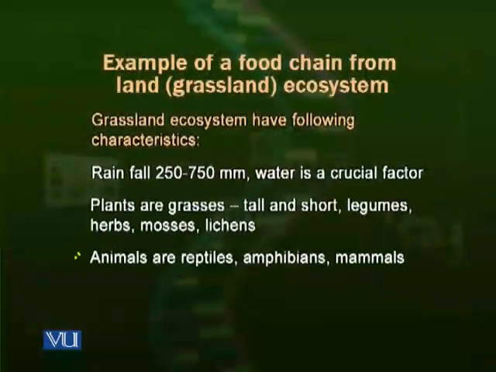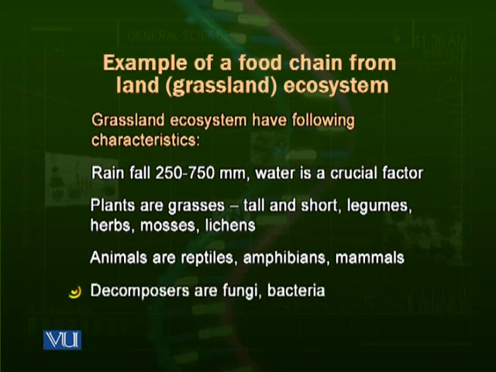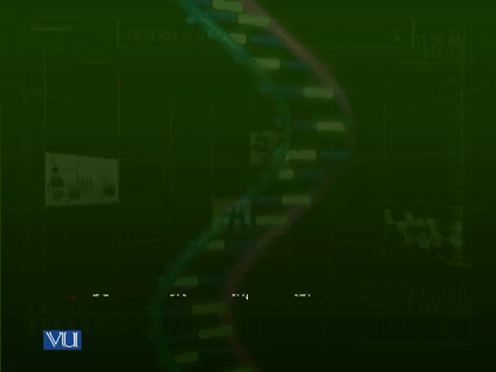Animals are present in these ecosystems which can survive with lesser quantities of water, which have specific adaptations to conserve water and to live with less water. Animals which flourish in these ecosystems are the reptiles, the amphibians, and different types of mammals. Decomposers, as in all the ecosystems, are part of this ecosystem, and these are mainly the fungi and the bacteria.